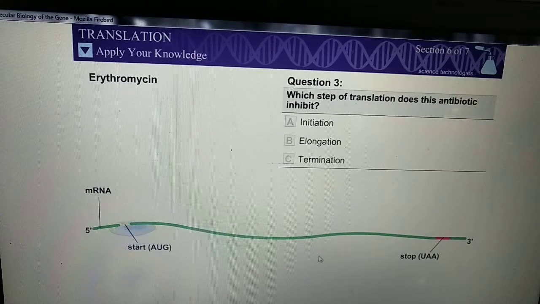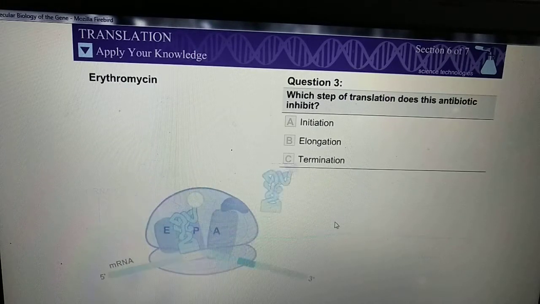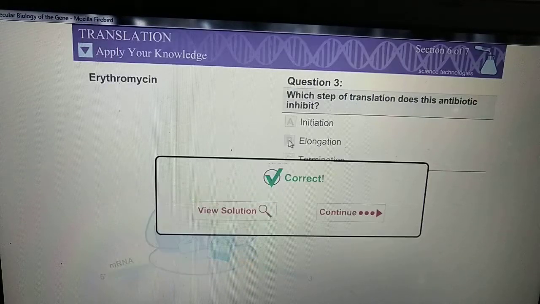Question 3. Which step of translation does this antibiotic inhibit? Correct.